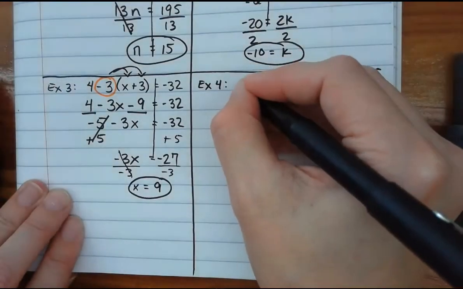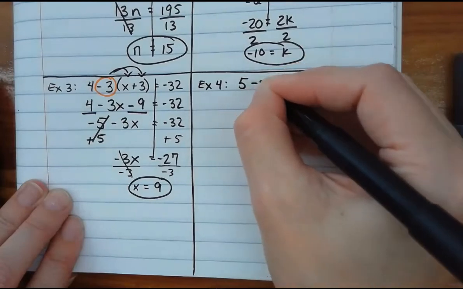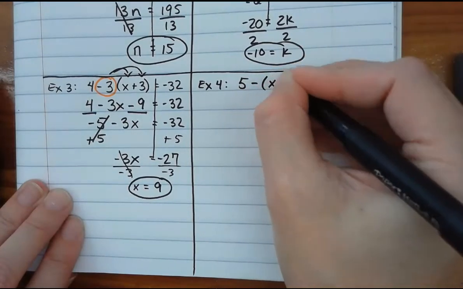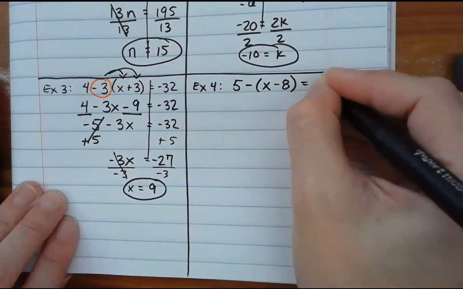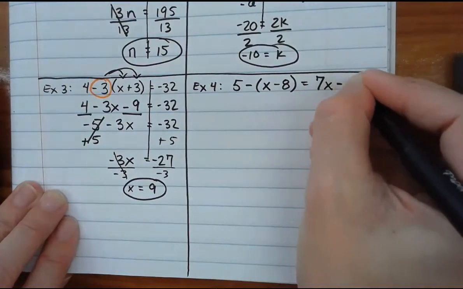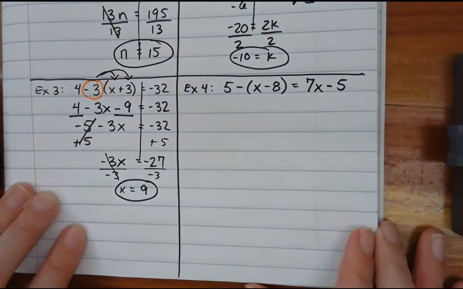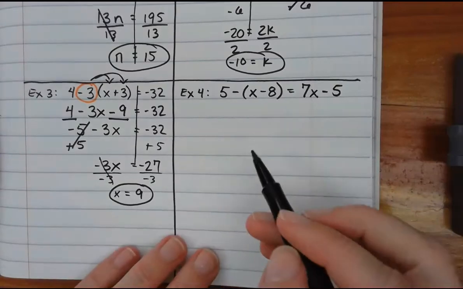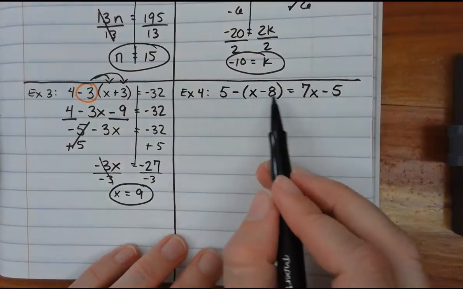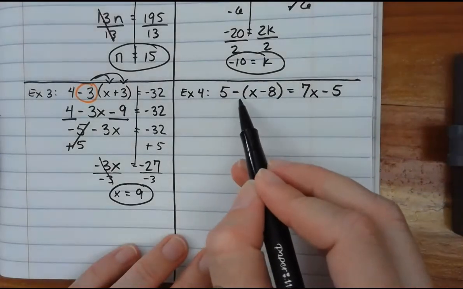So let's do this. We're going to do 5 minus, in parentheses, x minus 8, is equal to 7x minus 5. All right, and so again, we're following this DCBA method. D stands for distribute. I see some parentheses, so I'm going to have to distribute.